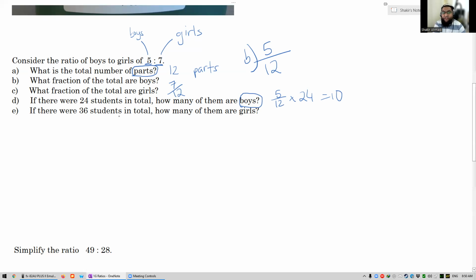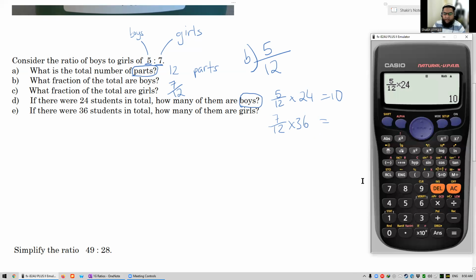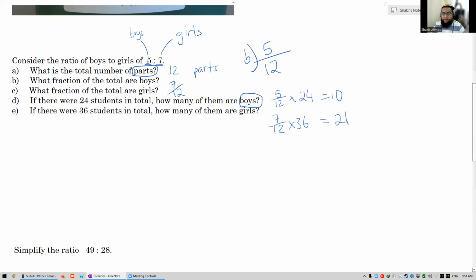If there were 36 students in total, how many of them are girls? Well, I know 7/12 of the total are girls. So what is 7/12 of 36? Do 7 out of 12 multiplied by 36, and you get 21. These are two different questions. Just keep in mind that this one has 24 students in total, and this one has 36 students in total.